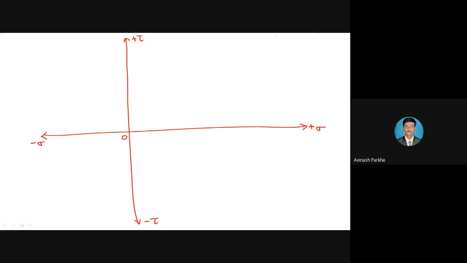Again select the scale. Scale: 1 centimeter is equal to 10 Newton per mm square. You can select any scale: 1 centimeter is equal to 20 Newton per mm square, or 1 centimeter is equal to 5 Newton per mm square. Any scale you can select, but at the end, that scale we have to consider during the calculation. But it is very simple to consider 10, because we can easily represent all the distances on that particular x-axis.